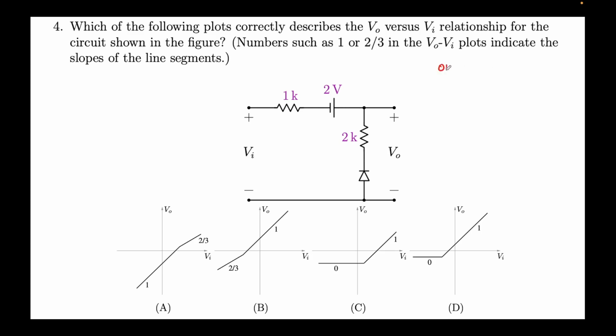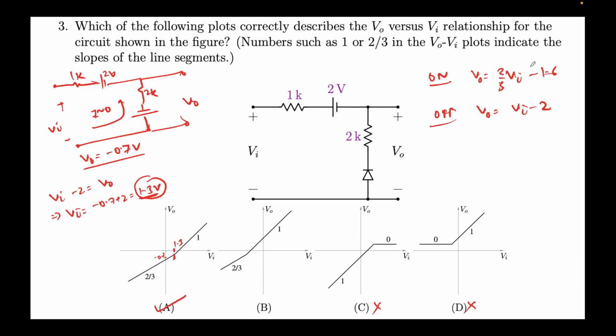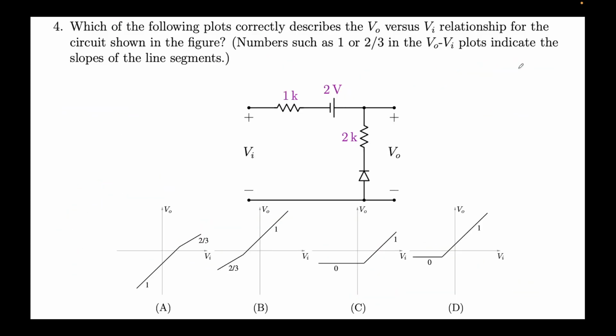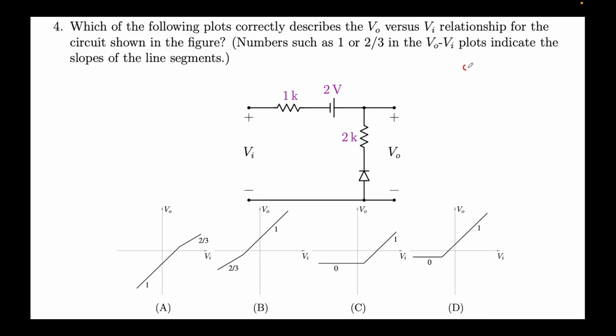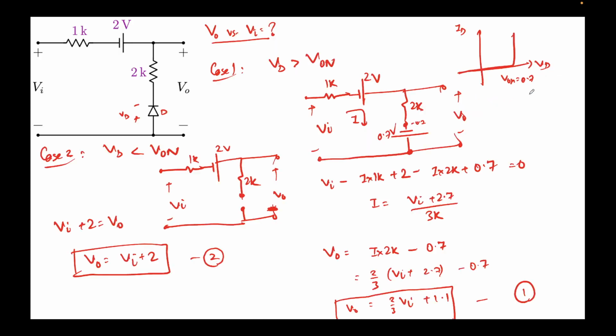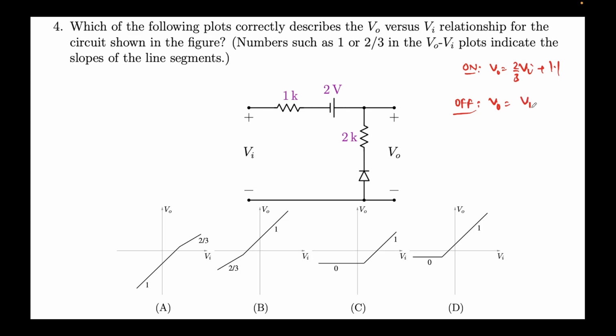So for the on state we have V naught equal to 2 by 3 Vi plus 1.1, while for the off state we have V naught equal to Vi plus 2 volts.